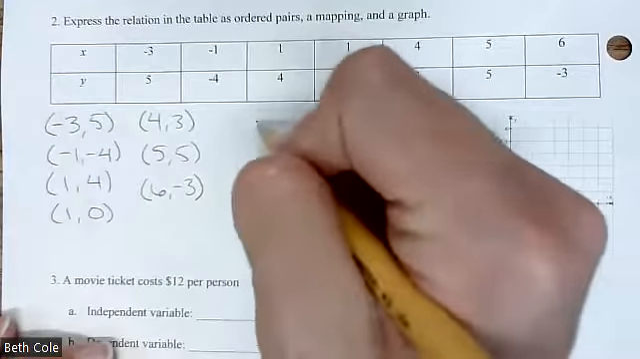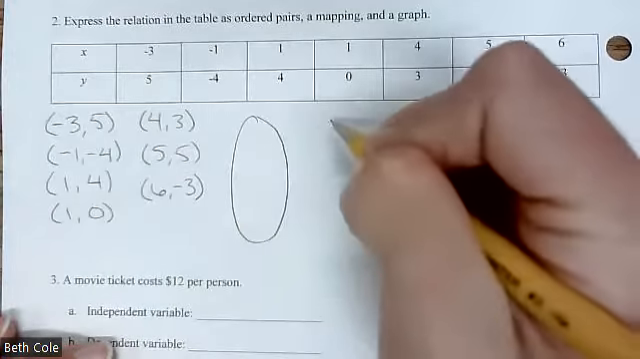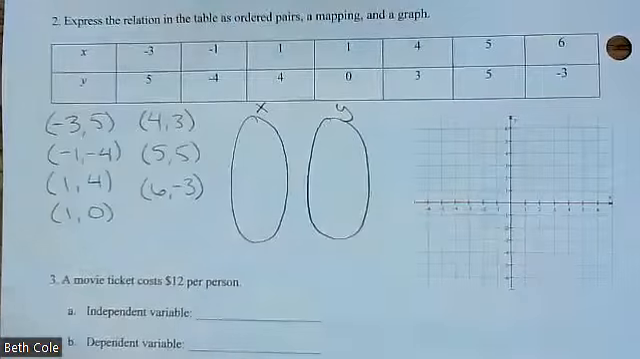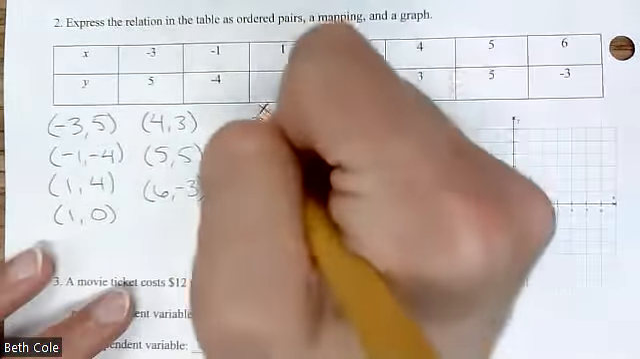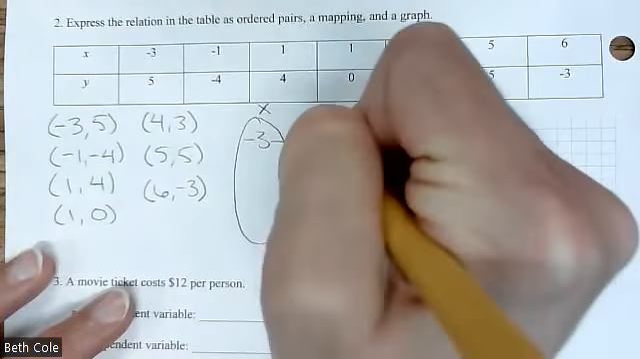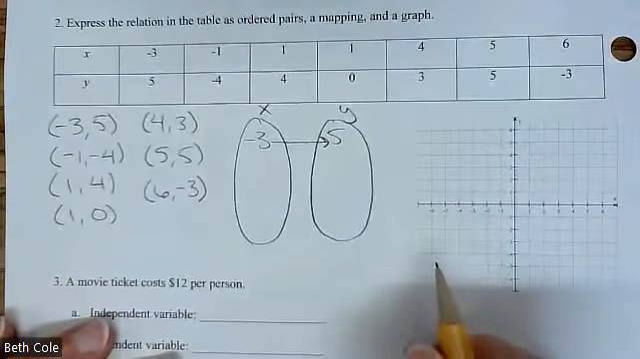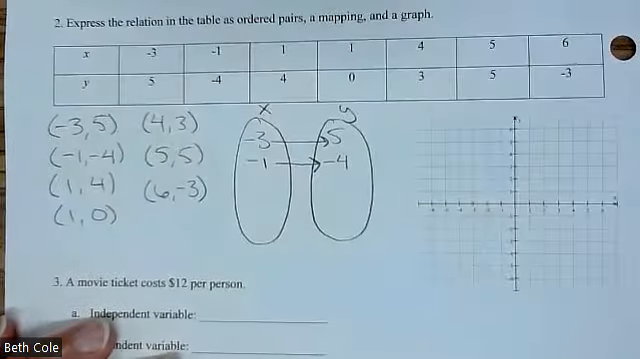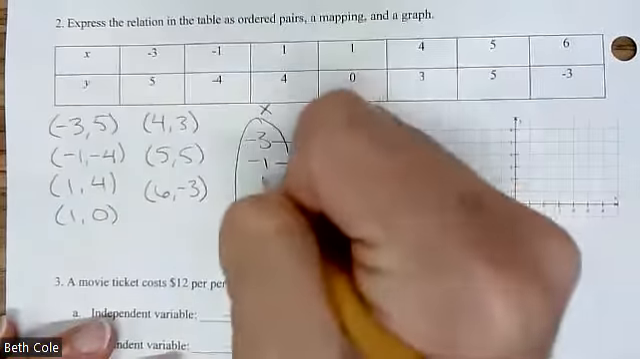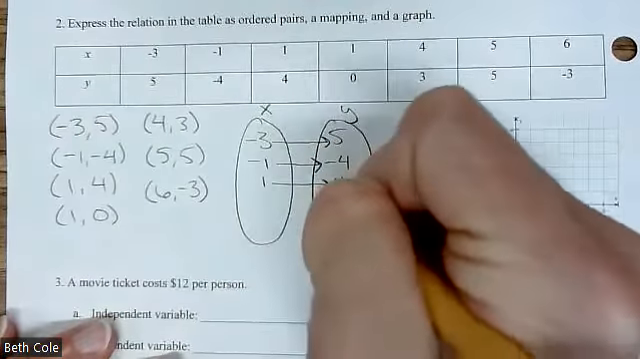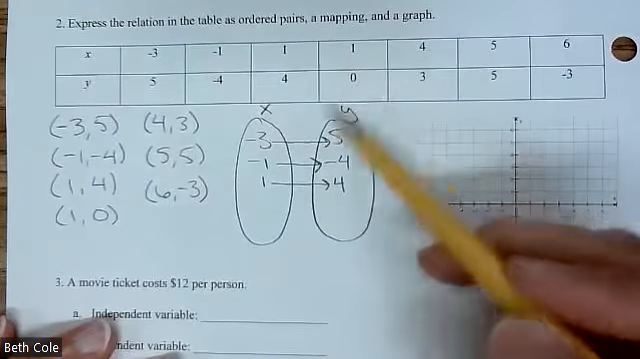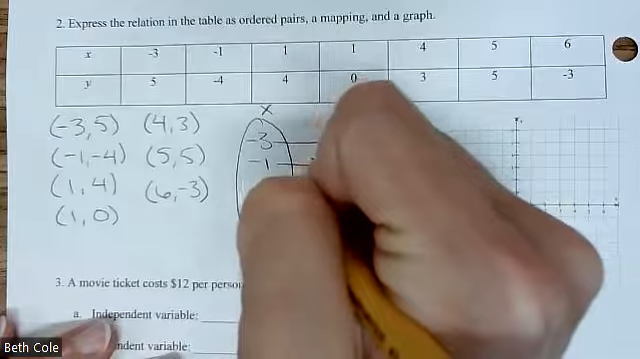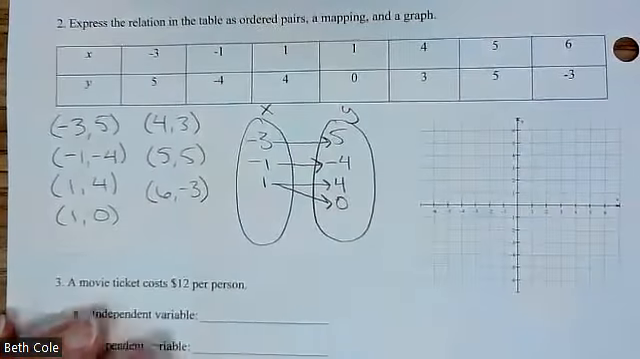So that's all that there is for that. For the mapping, just make sure you don't repeat any of them. So if there's already the number there, you just use what's already there. So -3 goes to 5. -1 goes to -4. 1 goes to 4. And then for the next one, 1, 0, you're not going to repeat this 1. You just need to put the 0 on there and draw in another arrow.